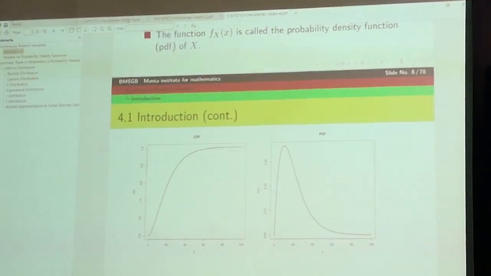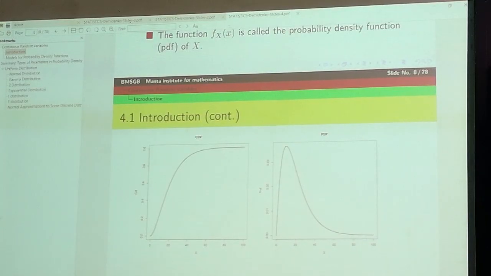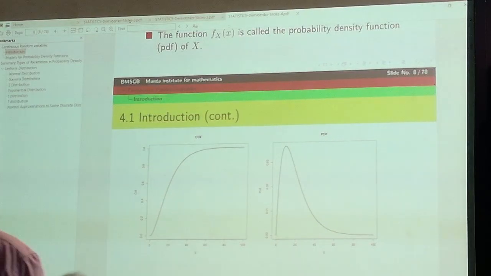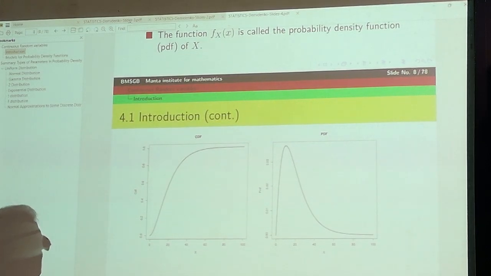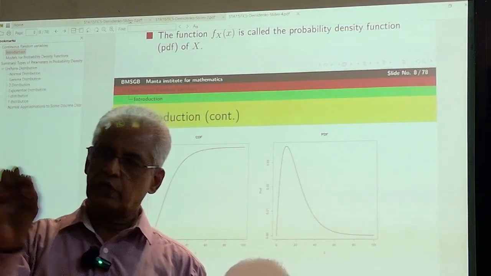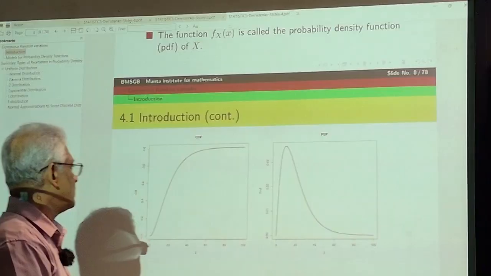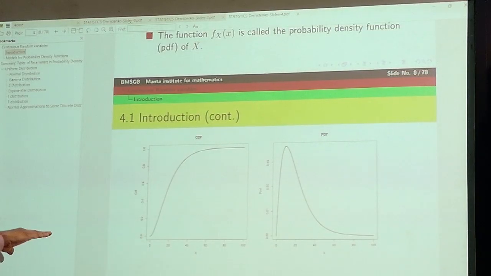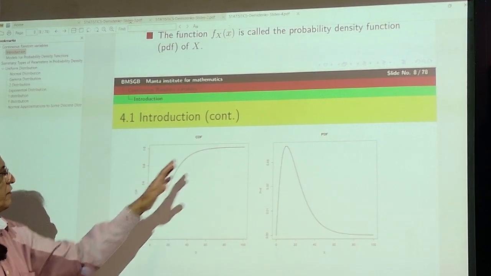The value is always between 0 and 1, because the cumulative distribution function is the probability that X is less than or equal to some x. It's a probability, so it must be between 0 and 1. Because we are adding probabilities, it cannot be decreasing, right? At some point it may stay at the same value, meaning there is zero probability in that interval, so the next value will be the same. That's why it can be like this, but it will never go down. So it's a non-decreasing function.